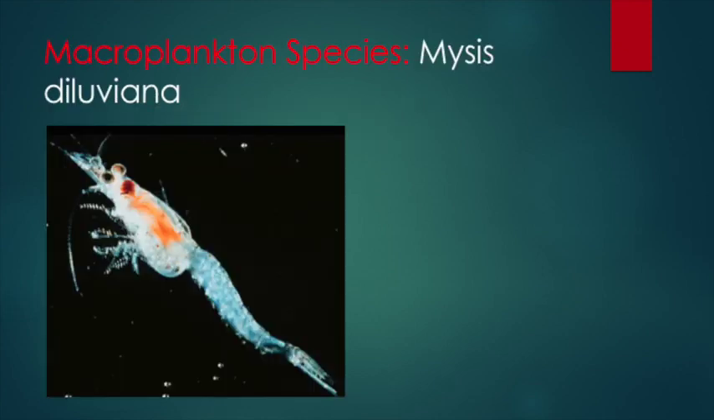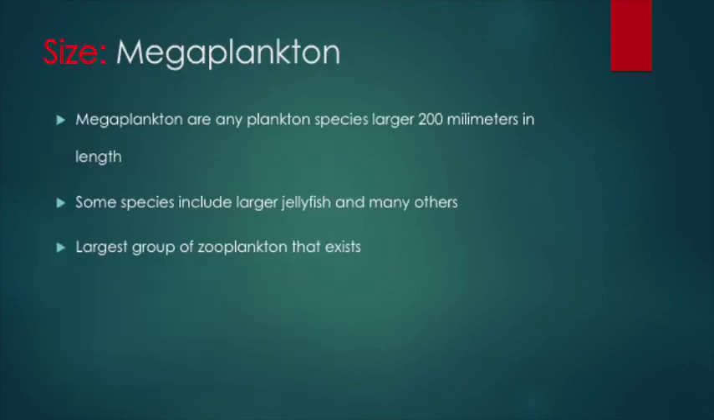The first species of macroplankton that we will discuss is the Mysis diluviana, or the common name is the opossum shrimp. And it's a small shrimp, it's about 20 millimeters in length. It lives in cold, deep lakes and in some estuaries also.